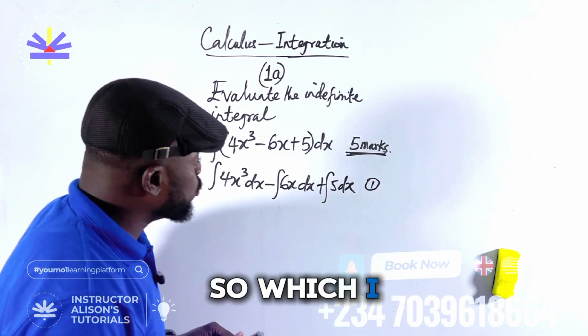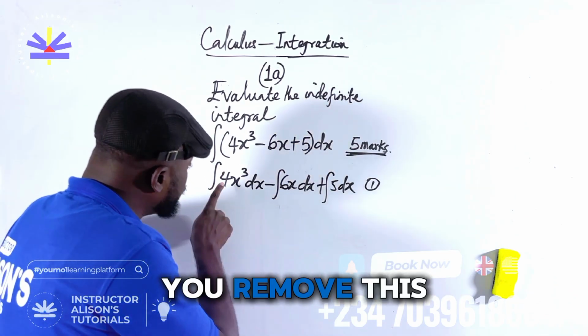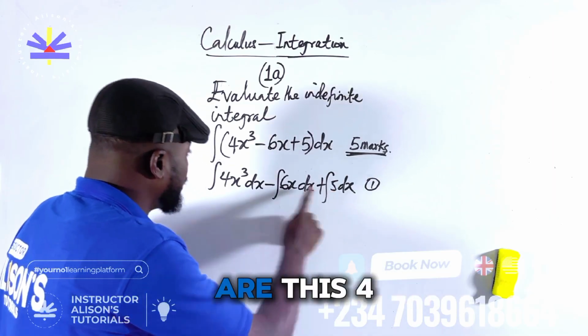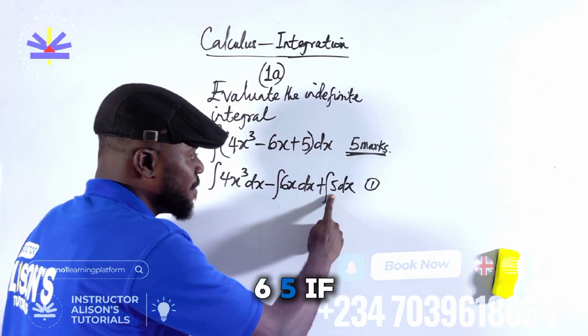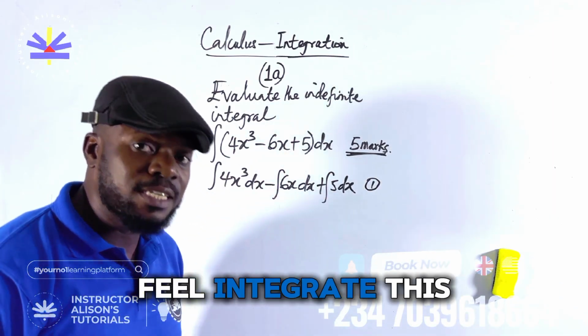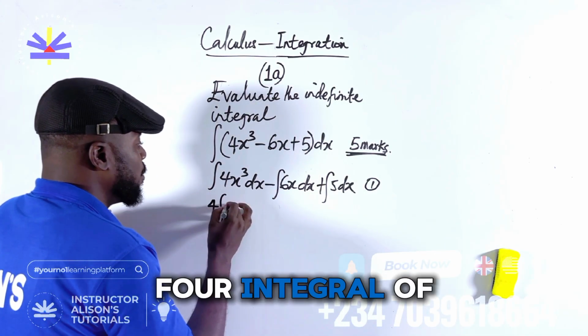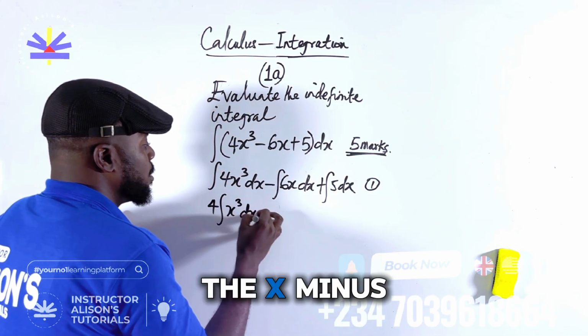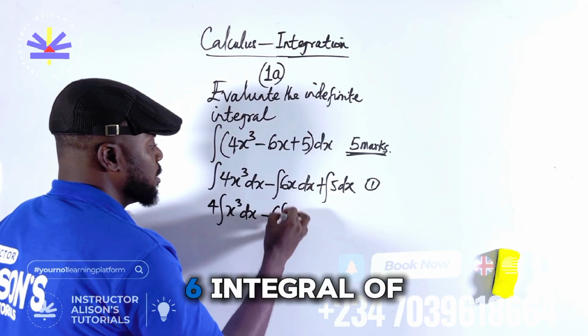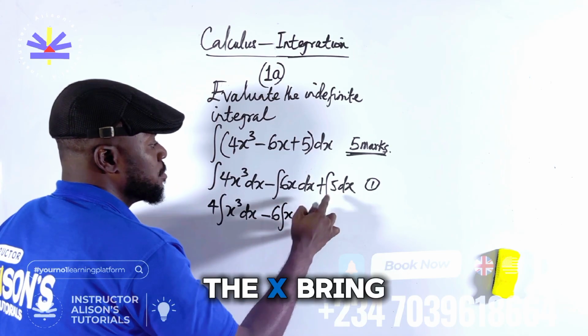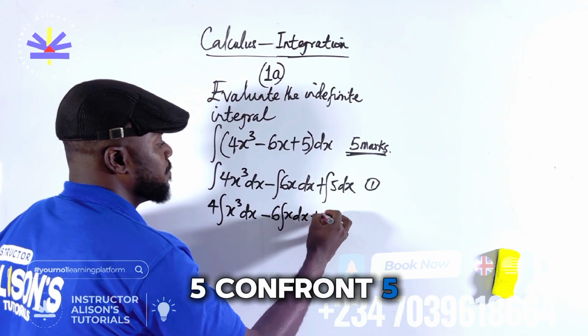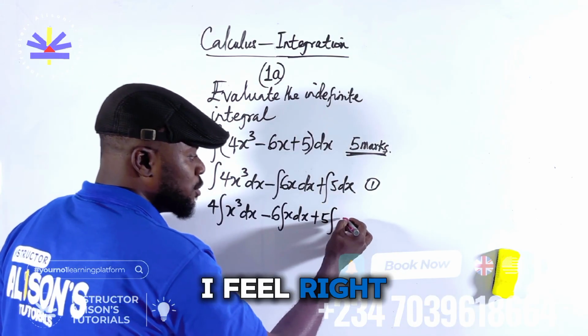Okay, so what I can do now, the second step, they want make you remove this particular constant, then where they are, this 4, 6, 5. If this guy is there, they're not going to integrate this thing. I want to remove and carry and bring to the front. So you get 4 integral of x cubed dx minus, bring 6 to the front, 6 integral of x dx, bring 5 to the front, 5 integral of, I fit write just dx.